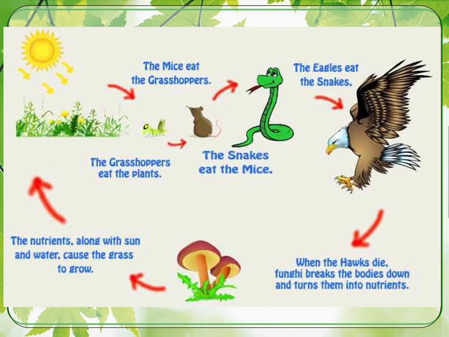You can see another example over here. The plants make food using the sunlight's energy, and then you have grasshoppers which eat these plants, and then you have mice which eat the grasshoppers, then you have snakes which eat the mice, the eagles eat the snakes, and when the hawks die, what happened? The fungi break the bodies down and turn them into nutrients, and the nutrients along with the sun and water cause the grass to grow again, because they need nutrients from the soil, right?